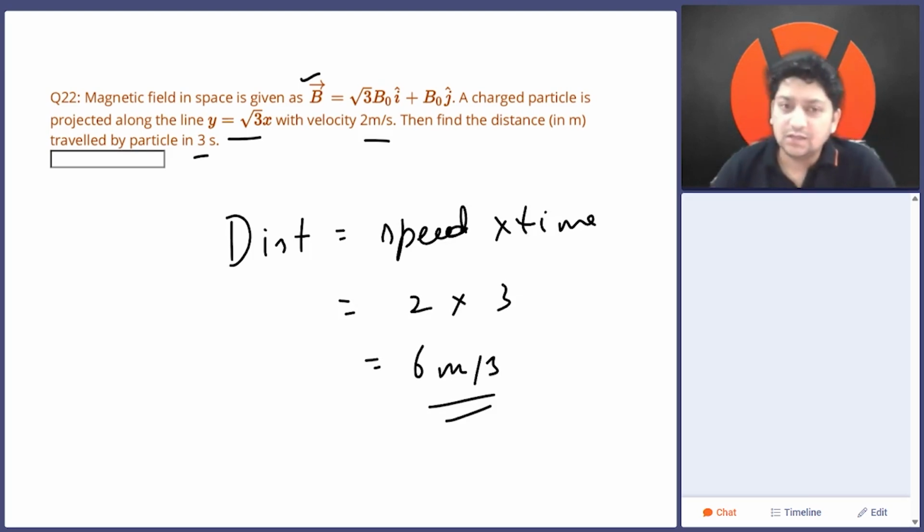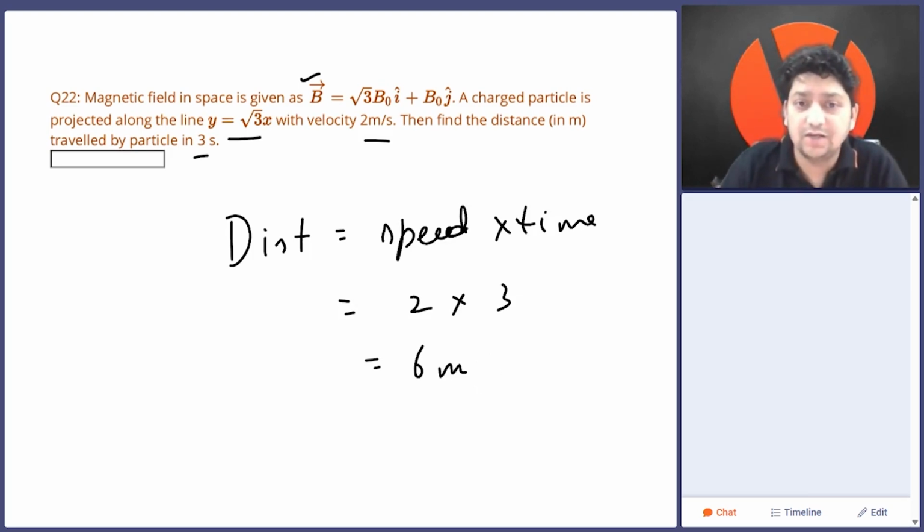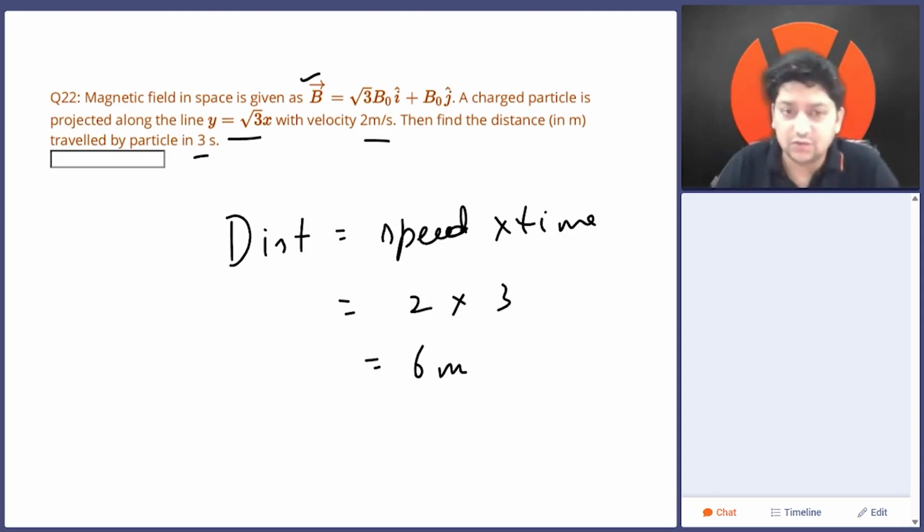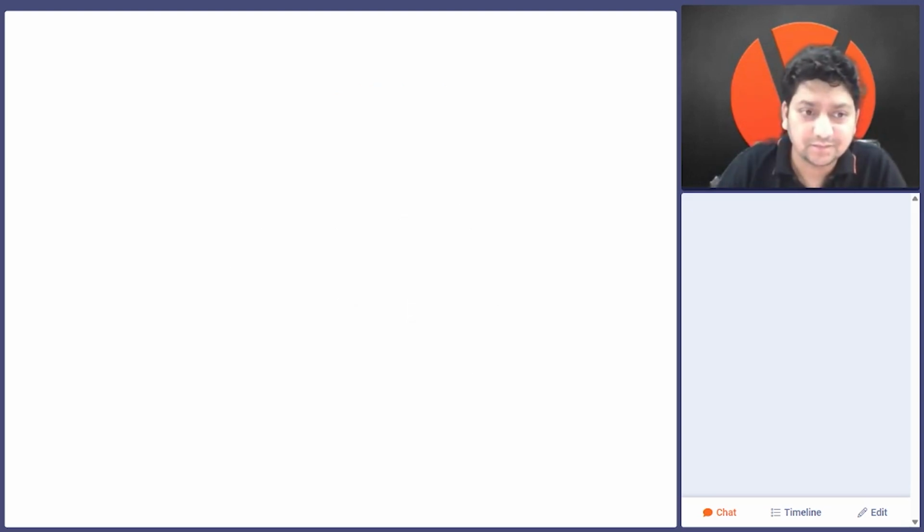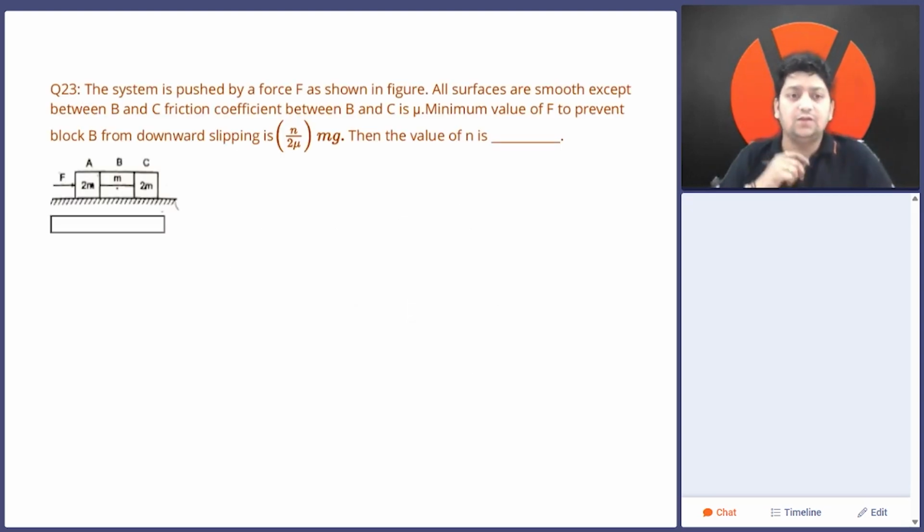That's it. So 6 meters, sorry, not meter per second, 6 meters will be the distance traveled by the particle in 3 seconds. That's it. Let's move to the next question.